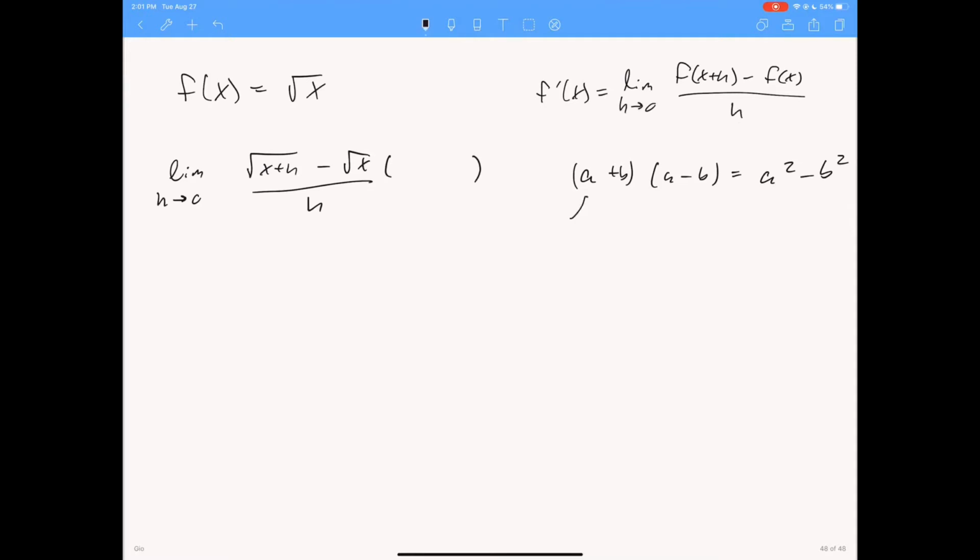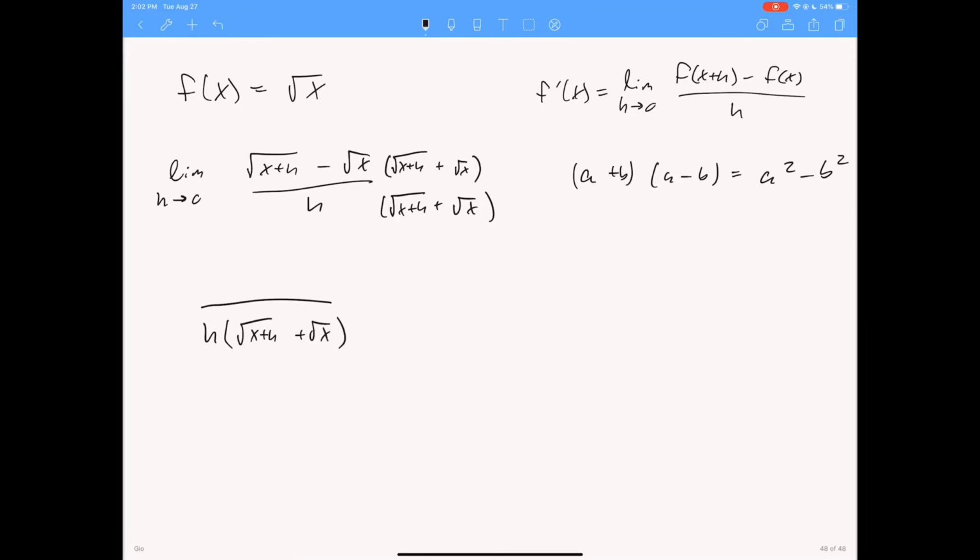So the main lesson here is that if you have a, b, the conjugate will be the same, a, b. You just flip the sign in the middle. So we'll keep the terms the same: root x plus h, root x. Let's multiply the denominator by the same thing. And then we just flip the sign of what we had before. Since we had a minus, we'll just put a plus. So let me start with the denominator. I won't distribute the h. I'll just keep it as is.